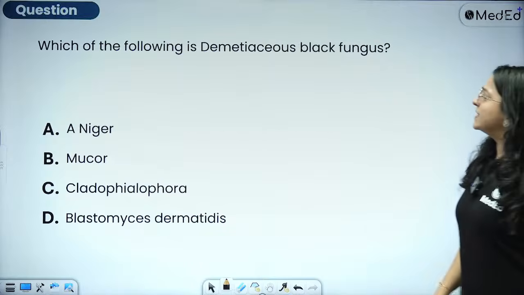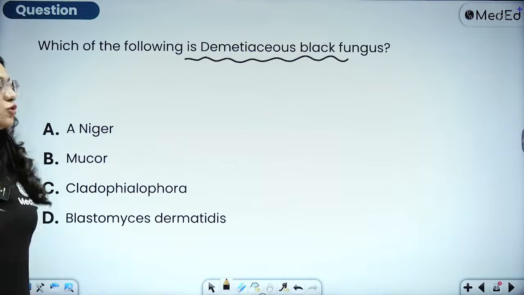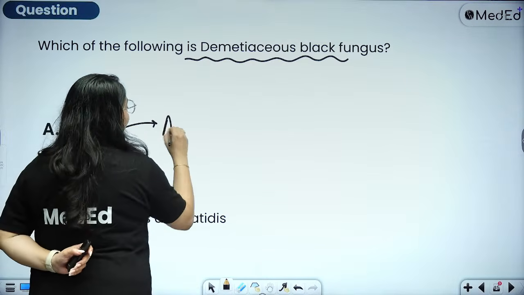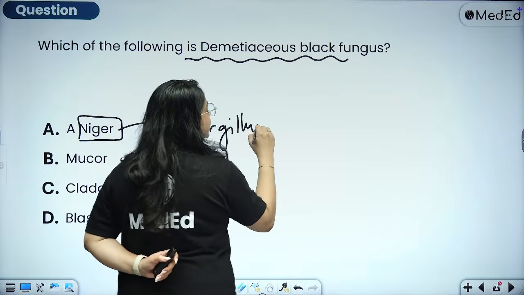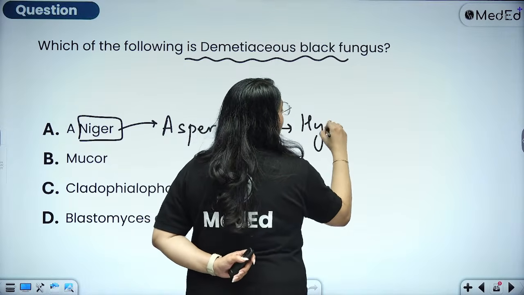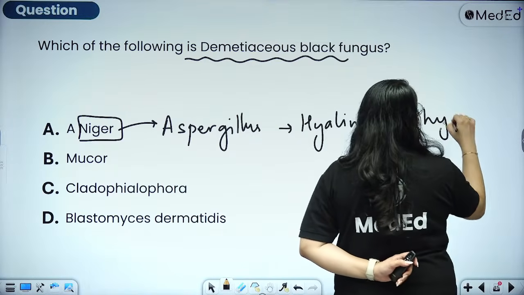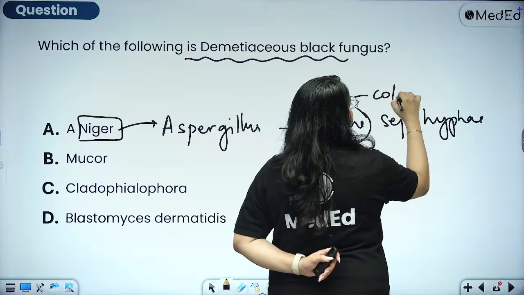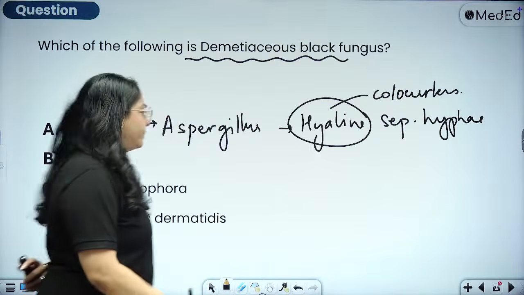Which of the following is a dematiaceous black fungus? So how have they tried to confuse you? By saying Aspergillus niger. Now please understand, even if niger, it is Aspergillus, and all Aspergillus is hyaline hyphae. Hyaline septate hyphae. What is the meaning of hyaline? Hyaline means colorless. So it cannot be a dematiaceous black fungus.